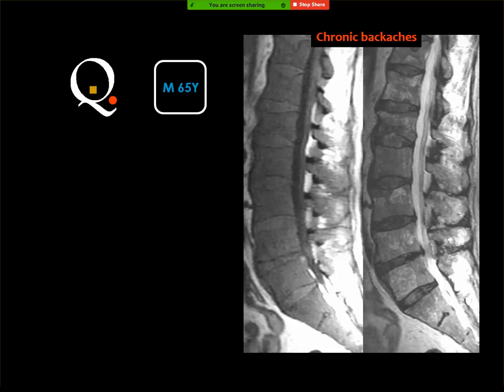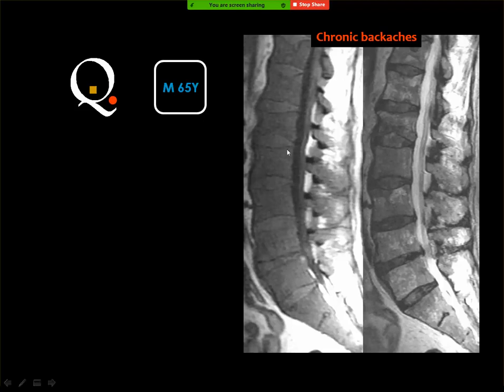Tethered cord? No, the cord is the same. Lymphoma. Yes, what's evident here is the diffuse low signal of the bone marrow in the T1 weighted images.